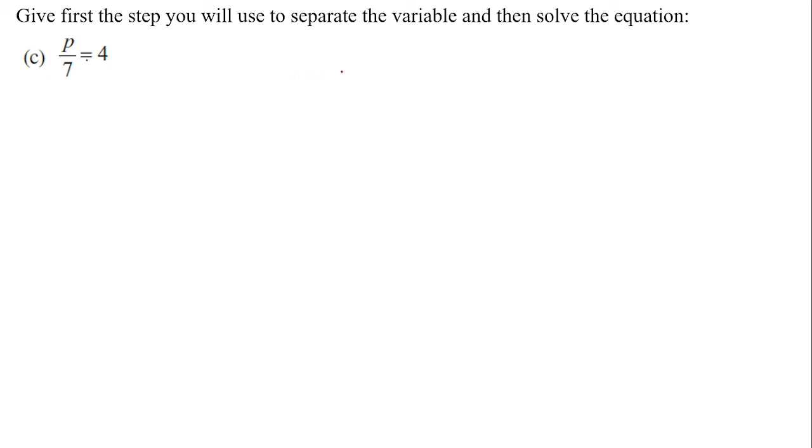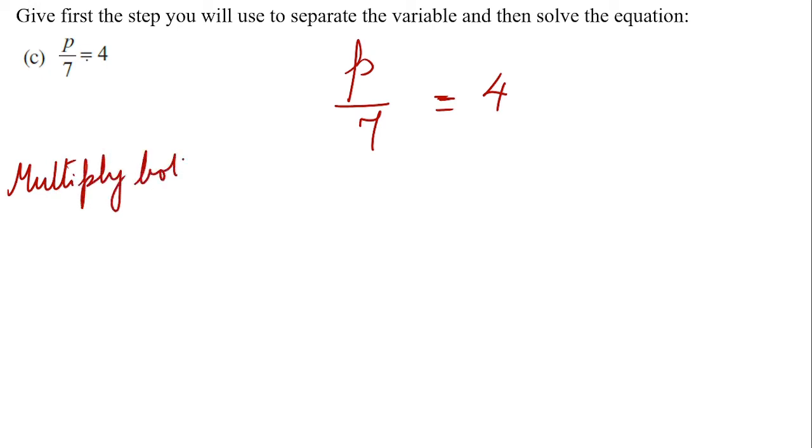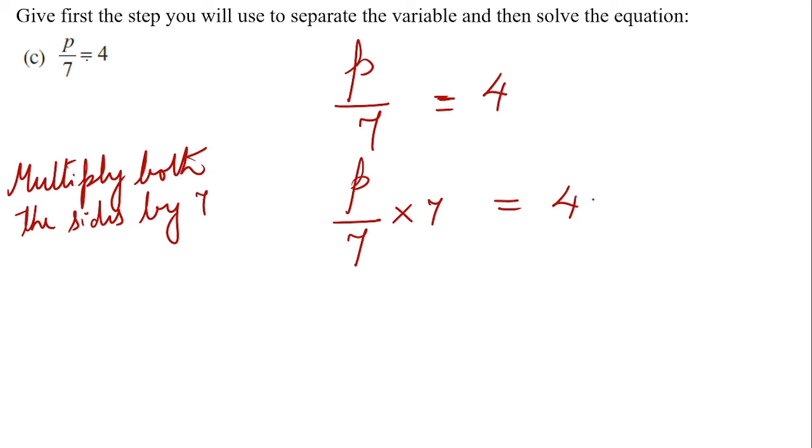Over here P divided by 7 is equal to 4. So divide is there. So what will you do? Multiply both the sides of the equation by 7. So you already have P divided by 7 into 7 is equal to 4 into 7. 7 gets cancelled. What remains is P is equal to 7. 4 sevens are 28.